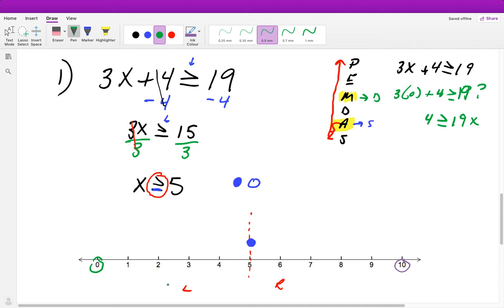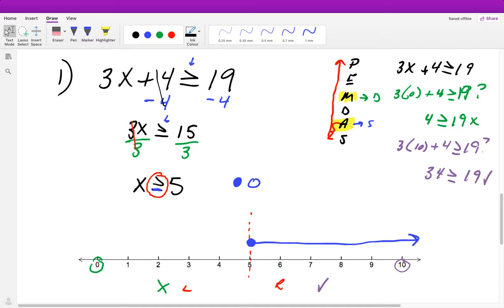So we know that this is not a solution, so that means every other point in that region is not going to be either. And then when I pick 10, does 3 times 10 plus 4 greater than or equal to 19? Well, 3 times 10 is 30, 30 plus 4 is 34, and we know that 34 is, in fact, greater than or equal to 19. So we know that this is a solution, so that means my graph would have to be going to the right.